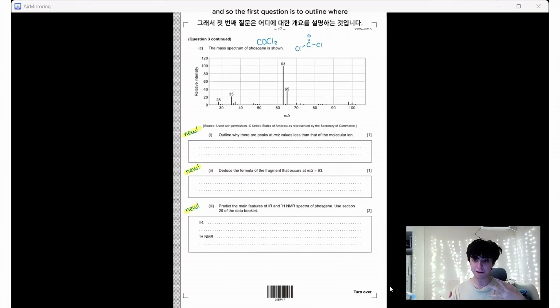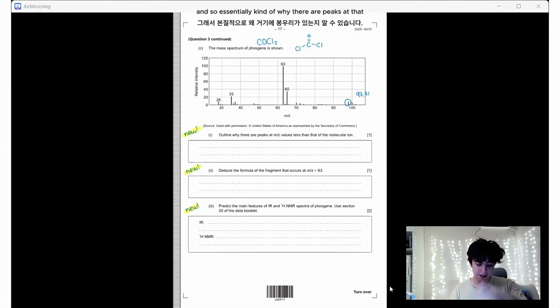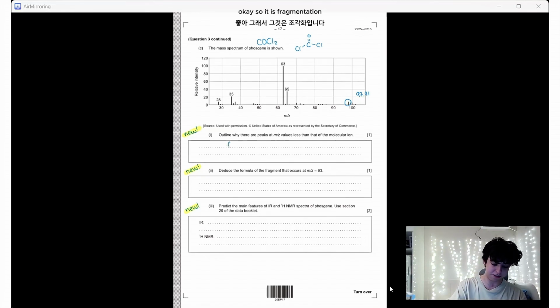And so the first question is to outline why there are peaks at m/z values less than that of the molecular ion. We should remember where the molecular ion is. It is roughly around here because it is representing the molecular mass, which is roughly 97.91. And so essentially why there are peaks less than that is because the ion then fragments. Okay. So it is fragmentation. A very simple answer there.